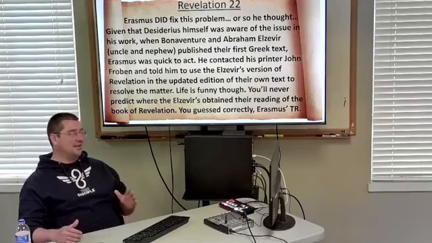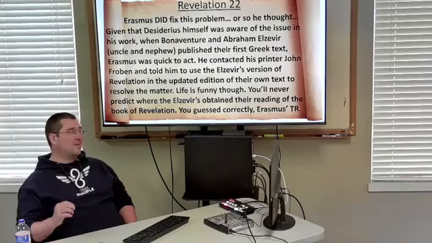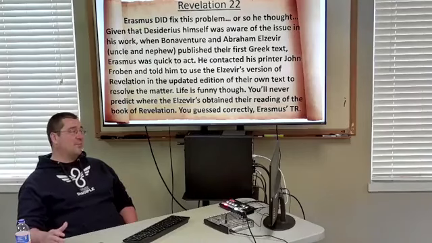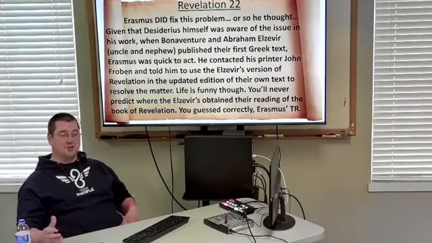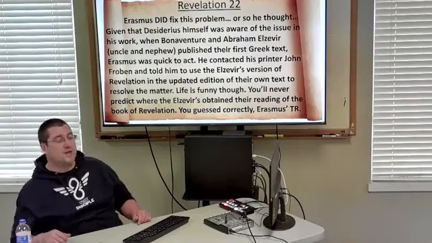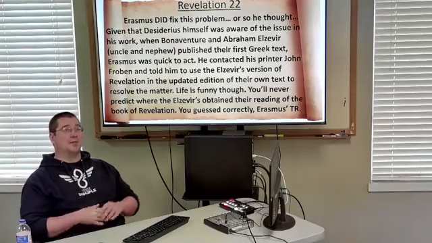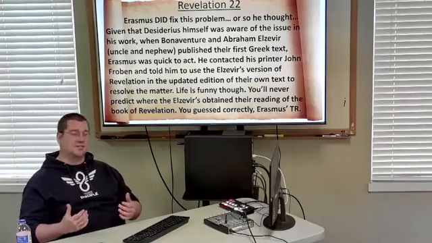Given that Erasmus was aware of this issue, there were 2 guys named Bonaventure and Abraham Elzevir, who were uncle and nephew, and they published their first Greek text, and they're the ones who coined the term Textus Receptus. Erasmus called his text the Novum Instrumentum. It is funny because you'll hear a lot of people talk about the Textus Receptus, the received text, and try to make it this elevated thing where it's the text received from God. The Textus Receptus was a marketing ploy by the Elzevirs, and it worked.